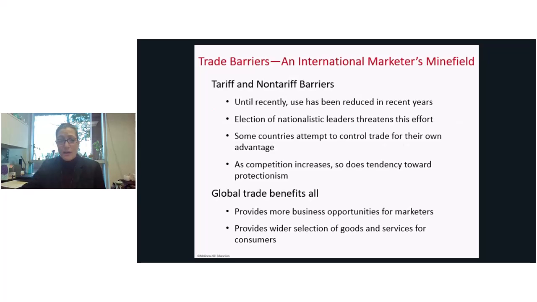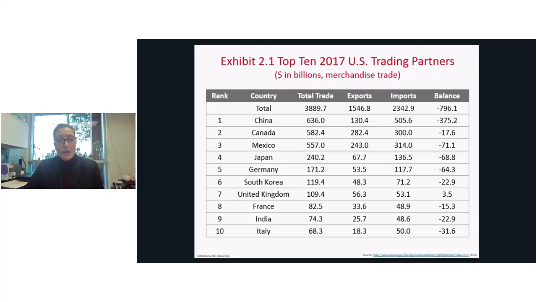Now, global trade benefits all. It provides more business opportunities and it provides a wider selection of goods and services for consumers. Here's the top 10 trading partners as of 2017. There you go, 2017. I suggested the book had been written in 2017. I hold my ground on that point.